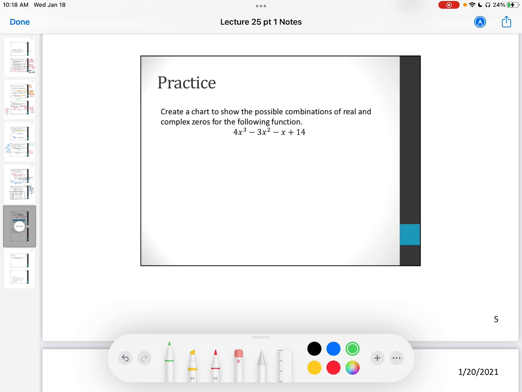Okay, so this is going to be a degree 3. The first thing we need to find is our v positive. So there is 1, 2. So our v positive is 2. So that would be 2 or 0 positive zeros.